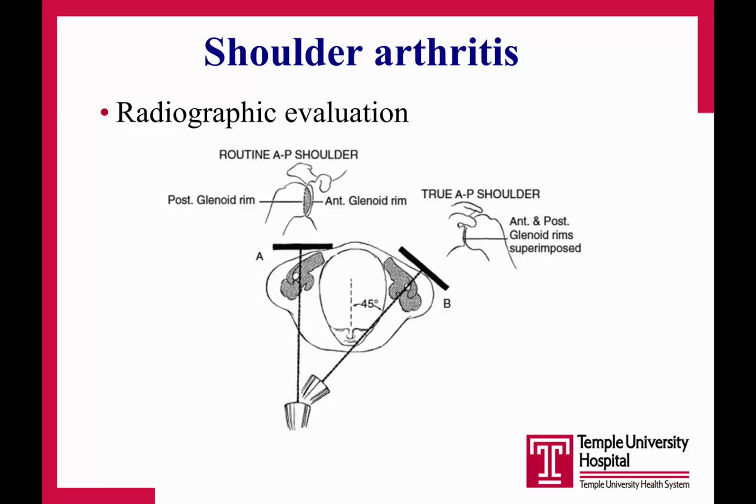In terms of specific radiographic views to get, you're looking for the true AP of the shoulder, which is where the anterior and posterior rims of the glenoid are superimposed, and that typically requires about a 30 or 40 degree tilt to the beam, and you can either tilt the patient or tilt the beam, but that's the best way to align yourself with the typical version of the glenoid and get the best x-rays.